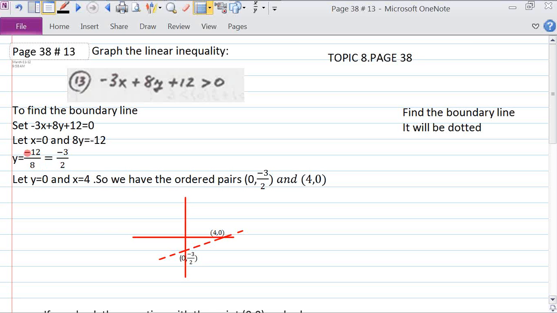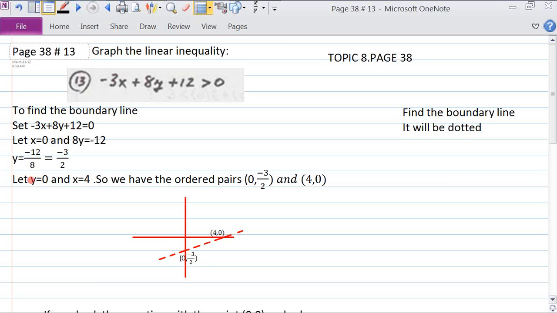Now you could also reduce it more simply by, first of all, dividing 2 into both the numerator and the denominator, and you get minus 6 over 4, and then divide 2 again into 6 and 4, and you'll get minus 3 over 2. Minus 3 over 2 is minus 1.5. So now we've set x equal to 0 and y equals minus 3/2. So that's one ordered pair, 0 and minus 3/2.